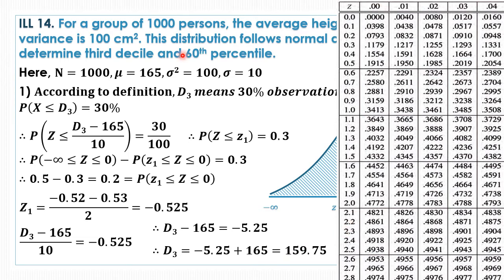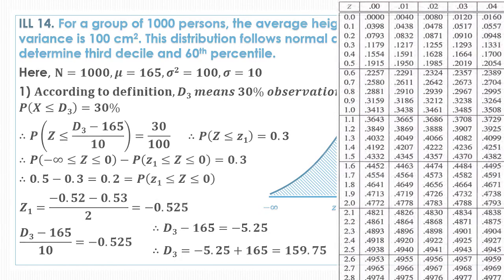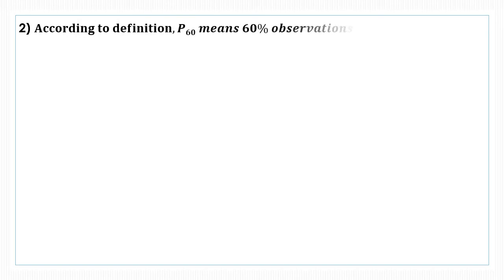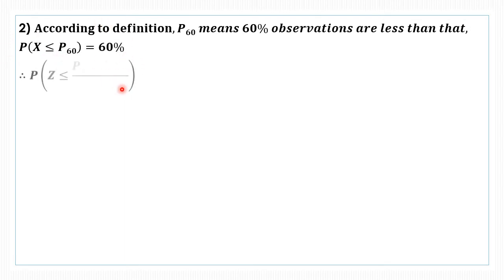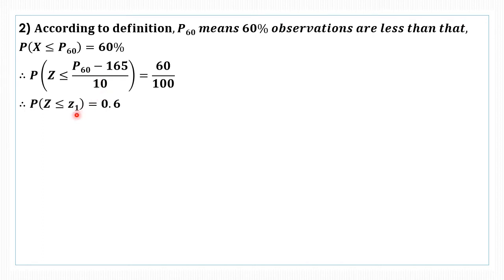Let's move on with the 60th percentile. Once again, according to definition, P60, that is the 60th percentile, means that 60% of observations are less than P60. So again we have to write the equation that x is less than P60 is 60%. Converting this into the z-score is P60 minus 165 upon 10. We will write this as z1 again. If you want, you can write it as z2, but I am just continuing with the z1 value here. So that would be 0.6.